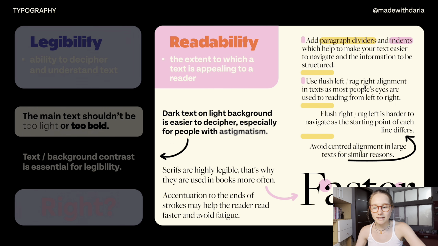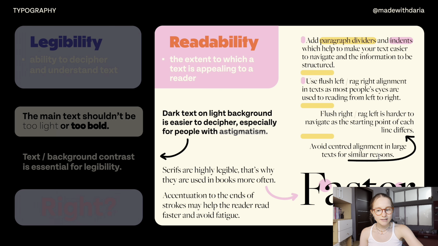But anyways, we need to make sure that each line starts from a similar point, so it's easier for our eyes to navigate from one line to another. When we have flush right, meaning the text is aligned to the right, and ragged left, meaning each line on the left starts from a different point, it's harder to navigate because your eyes are jumping between different points from one line to another. So make sure when you have big blocks of text, large articles, you're using flush left and ragged right alignment, especially when your readers are reading from left to right.